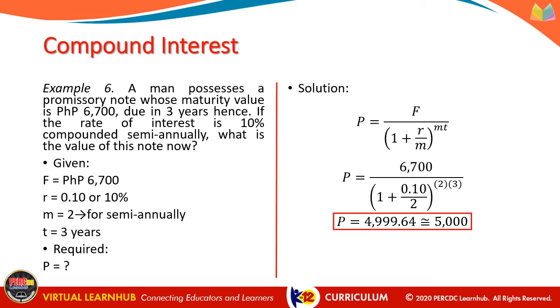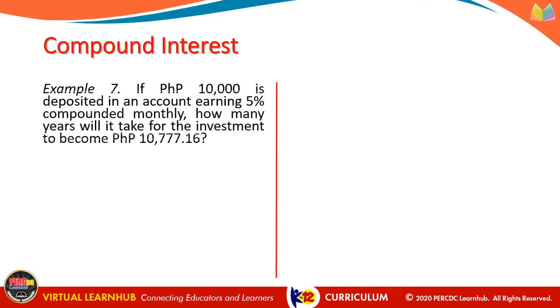Alright? Next, example number 7. If 10,000 pesos is deposited in an account earning 5% compounded monthly, how many years will it take for the investment to become 10,777.16 pesos? Okay, what are the given? We have future value F, 10,777.16 pesos. Okay.